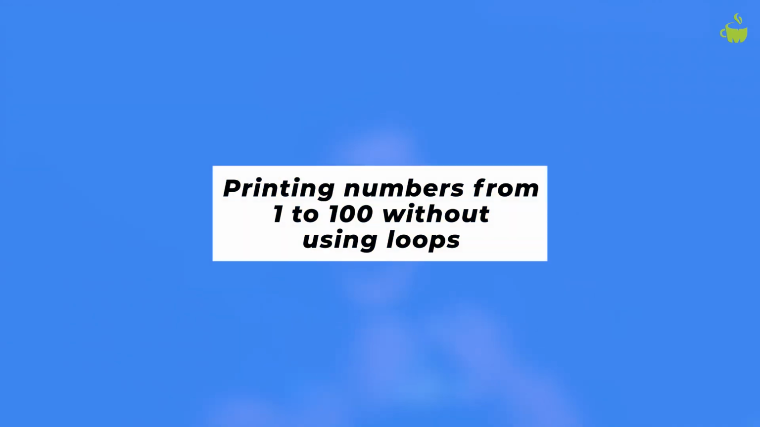In this video, let us try to solve our first coding interview question, that is printing numbers from 1 to 100 without using loops. So we know that using loops, it is a very easy task to print numbers from 1 to 100. We simply use a for loop and initialize a number to 1, then run the condition till less than or equal to 100, increment the number every time, and then just print the number. That will solve your problem.